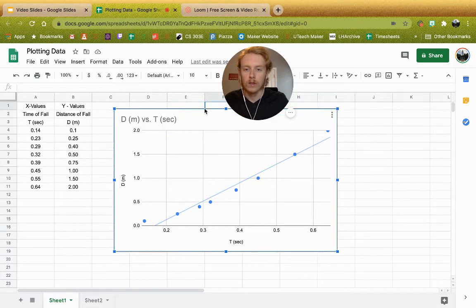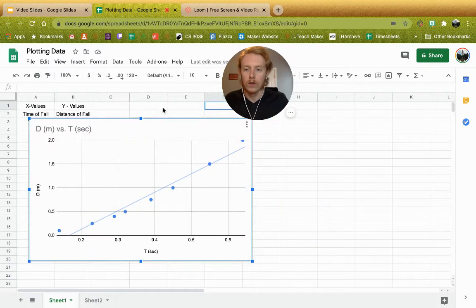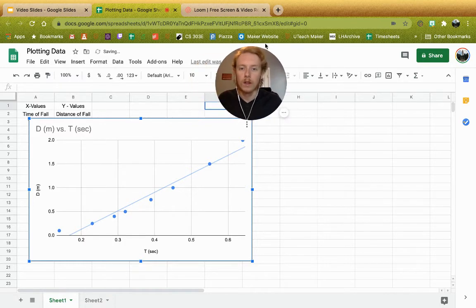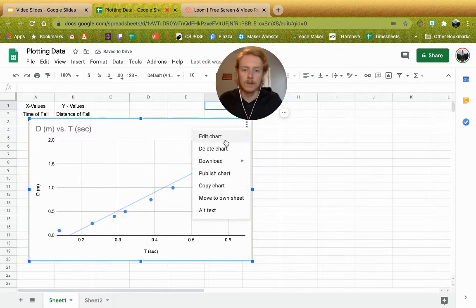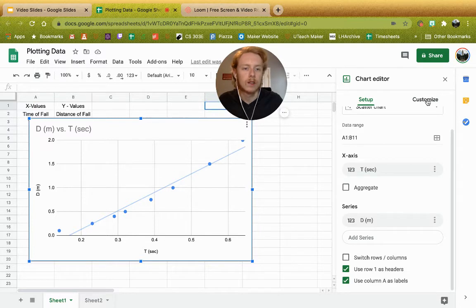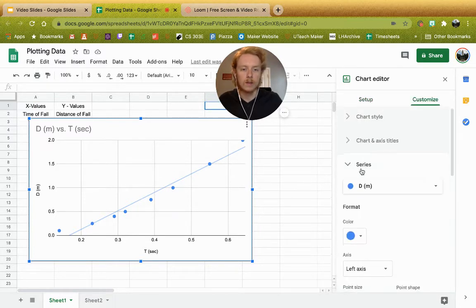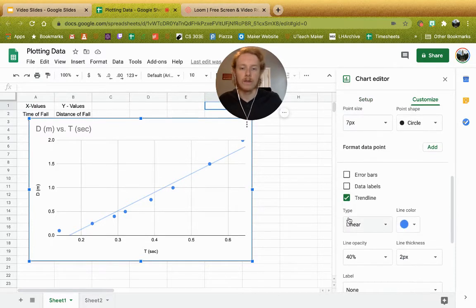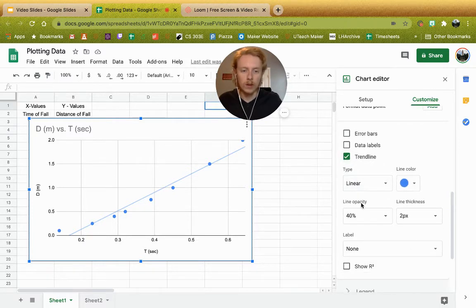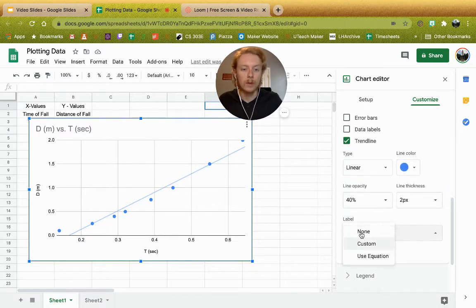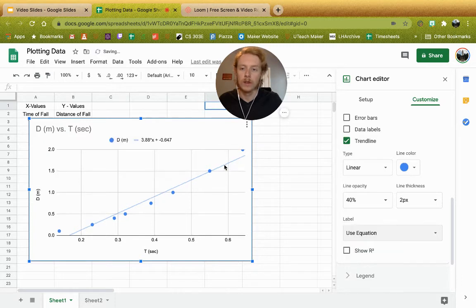Let me see if I can move this over here. And once again, it's three dots, Edit Chart, Customize, Series, Trend Line. Let's go ahead and do Label, and then we'll set Use Equation. And you'll see over here, this is the equation for our graph. Then we'll also go ahead and show the R squared value. Okay, so here we have what we have so far.